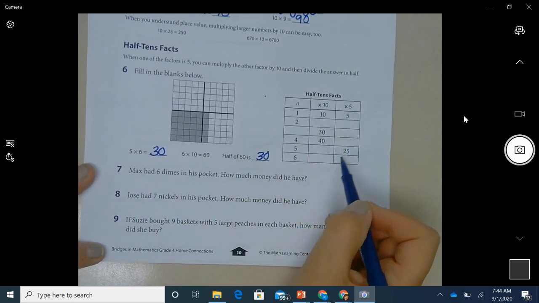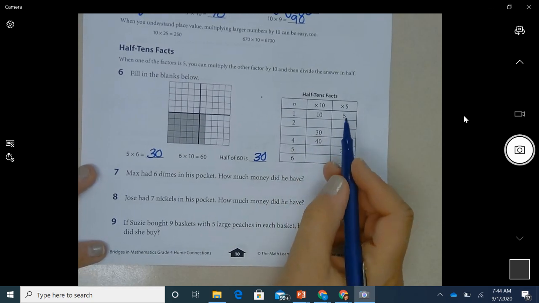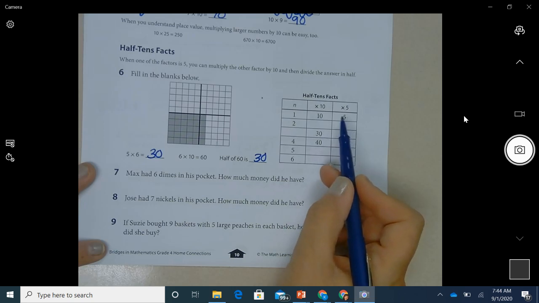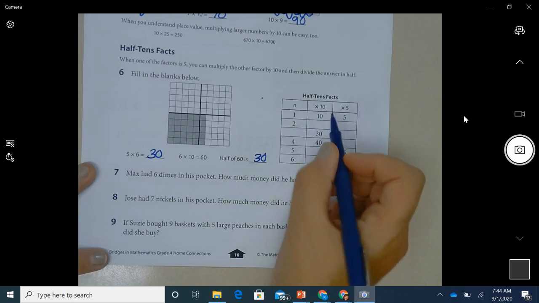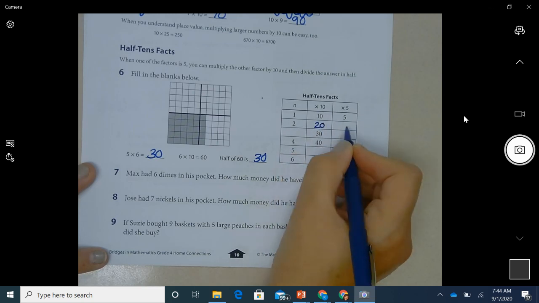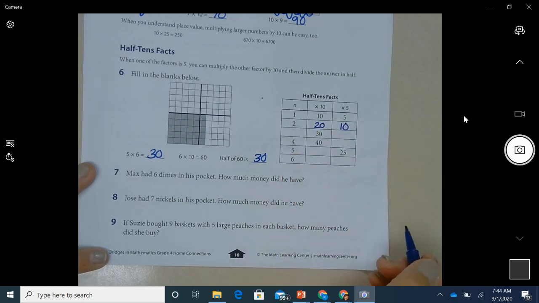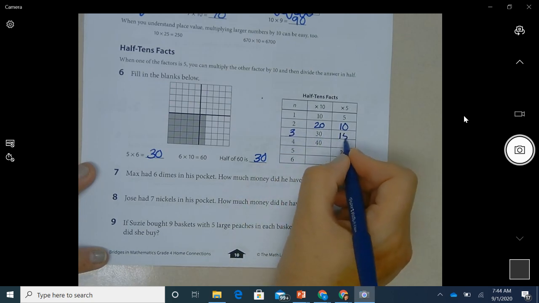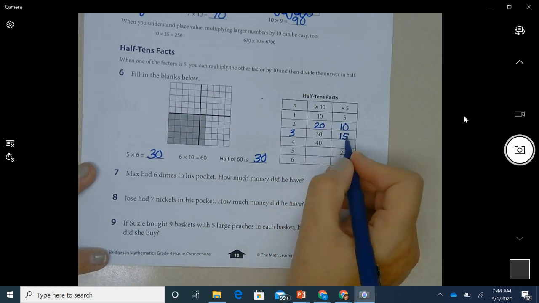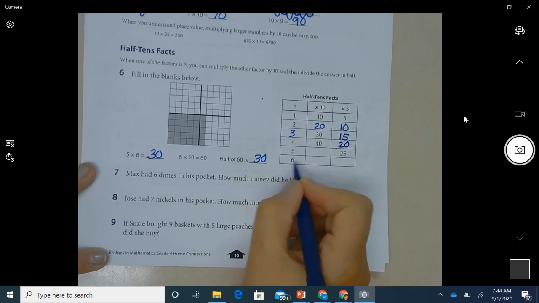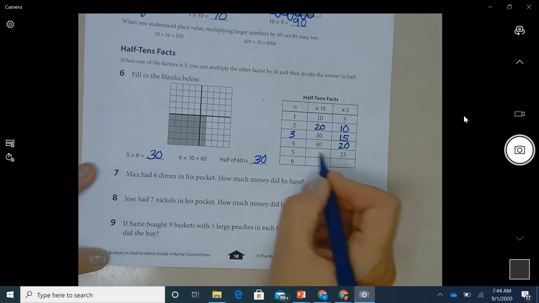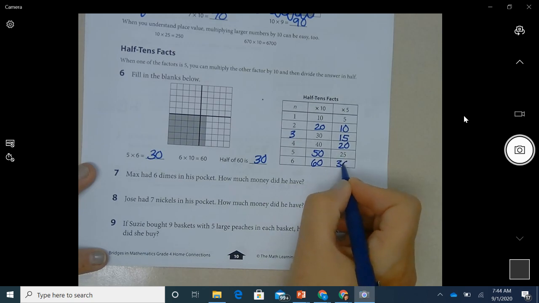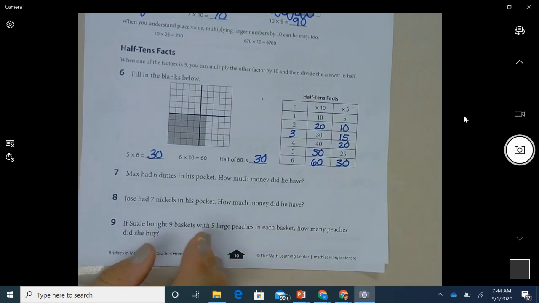Here's some half 10 facts. It's a ratio table. So I'm going to fill in my missing numbers. So 1 times 10 and 1 times 5. So I've got 2, and I'm going to take 2 and 20. And if I'm multiplying them by 5, that's going to be half of 20. Okay. If I have 3 times 10 is 30. Half of 30 is 15. 4 times 10 is 40. Half of 40 is 20. 5 times 10 is 50, or I double 25. And then 6 times 10 is 60, and half of 60 is 30. So that's my ratio table for that.